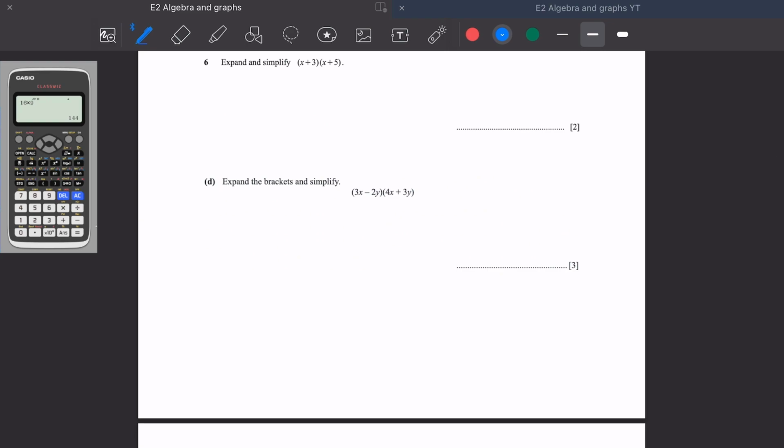Next question is expand and simplify x plus 3 into x plus 5. This becomes x squared plus 5x plus 3x plus 15.